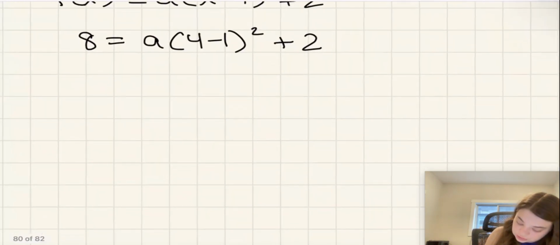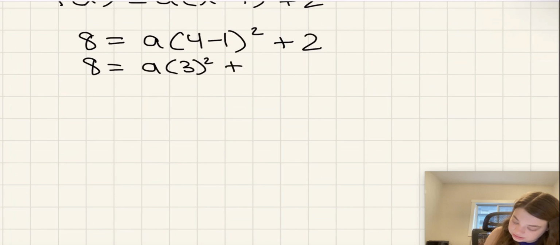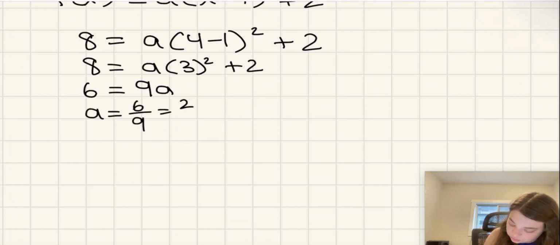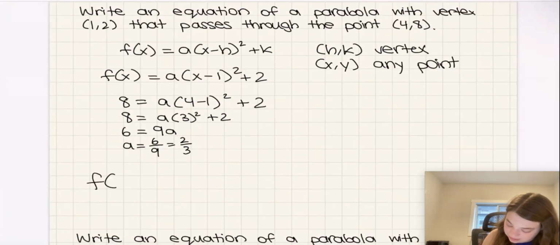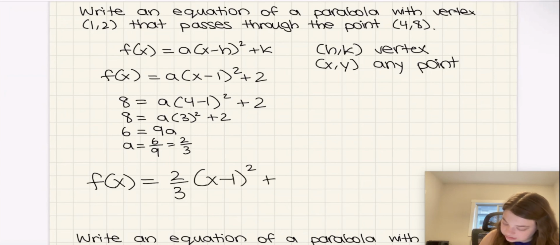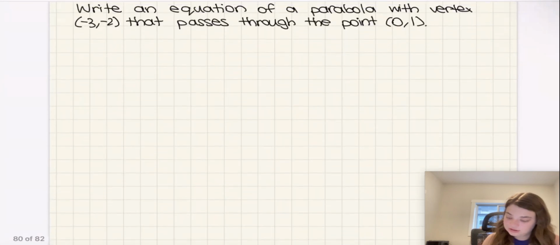So that means 8 is equal to a times 3² plus 2, which means if we subtract 2 from both sides, we get that 6 is equal to 9a. And then that means a is equal to 6/9, which is equal to 2/3. So if a is equal to 2/3, that means our equation is f(x) = 2/3 (x - 1)² + 2, like that. And there we go.